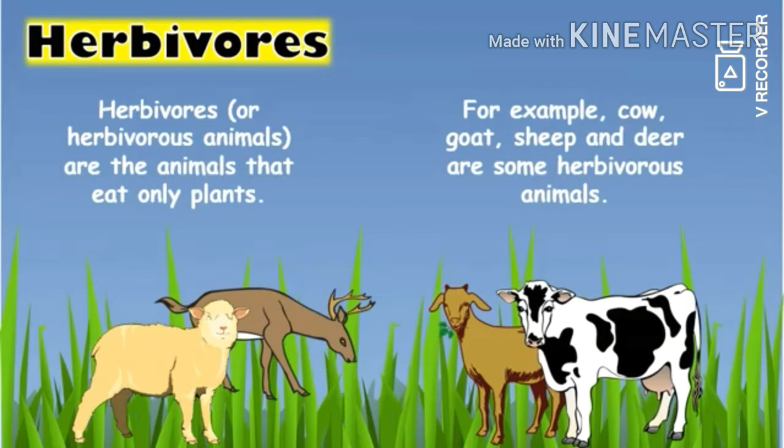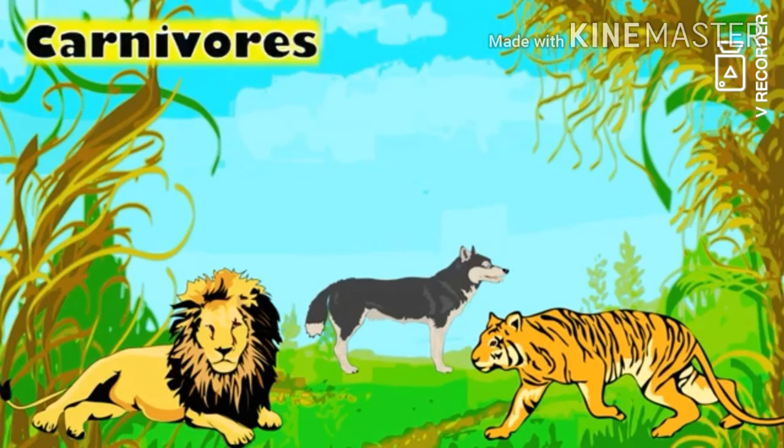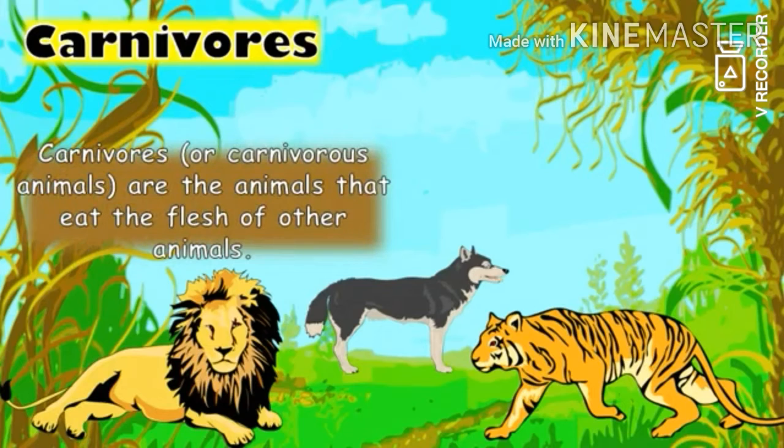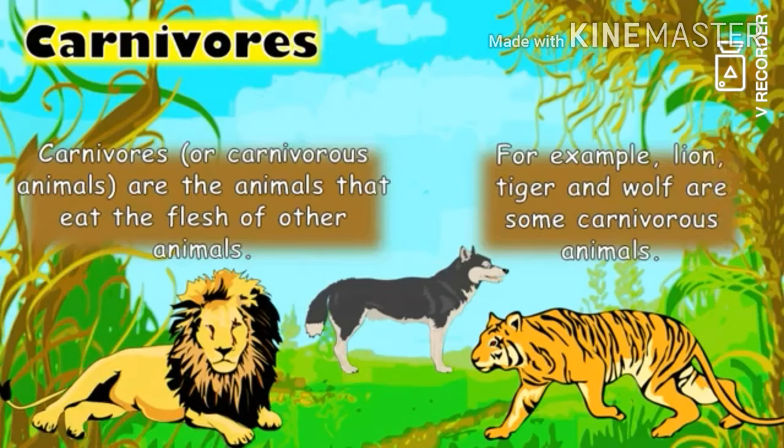The next is carnivores. Some animals eat only the meat or flesh of other animals. These animals are called carnivores. They have special teeth and sharp claws that help them to grip and tear the flesh of animals. For example, lion, tiger, and wolf are some carnivorous animals.